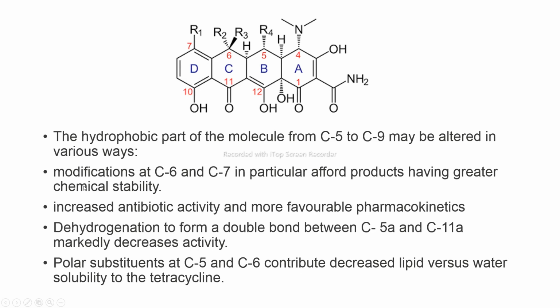So which ways? The first point: modification at carbon number 6 and carbon number 7 in particular affords products having greater chemical stability. So we can modify carbon number 6 and carbon number 7, as there are substitutions available, which are given by R1, R2, R3. We can add any other substitution which can afford a product having greater chemical stability, increased antibiotic activity and more favorable pharmacokinetics.